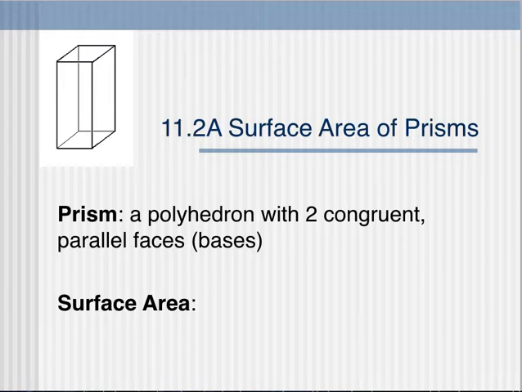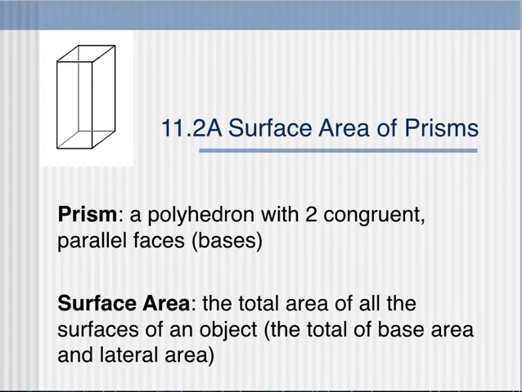Surface area really just means the total area of all the surfaces or faces of an object added up together. You could think of surface area as how much wrapping paper it takes to cover the outside of an object.